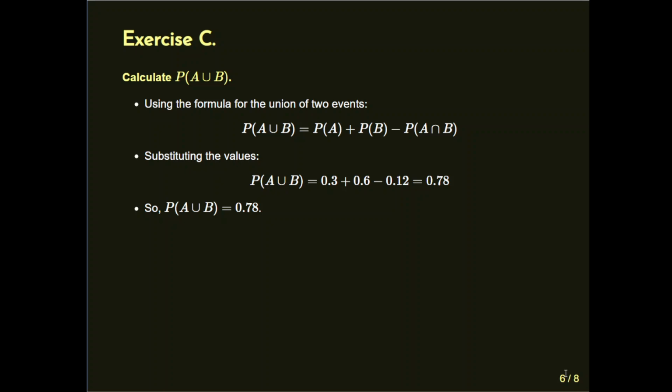Using the formula for the union of two events, the probability of A union B, or A or B, is equal to the probability of A plus the probability of B minus the probability of A intersection B. So A union B equals 0.3 plus 0.6 minus 0.12. A little bit of calculator work, and that works out to be 0.78. So the probability of A union B is 0.78. Okay, we'll leave it there.